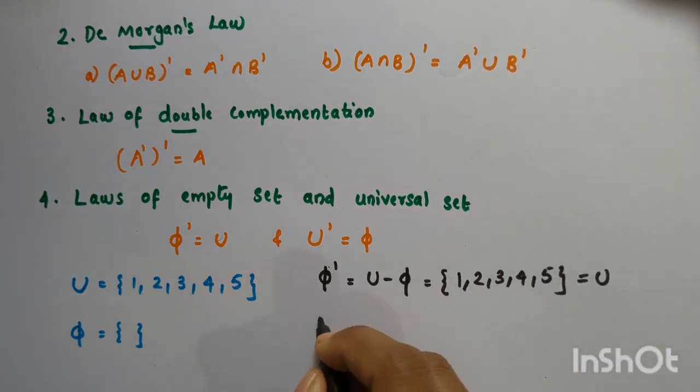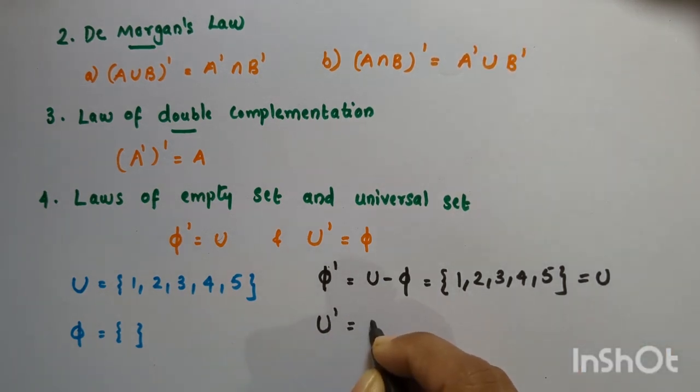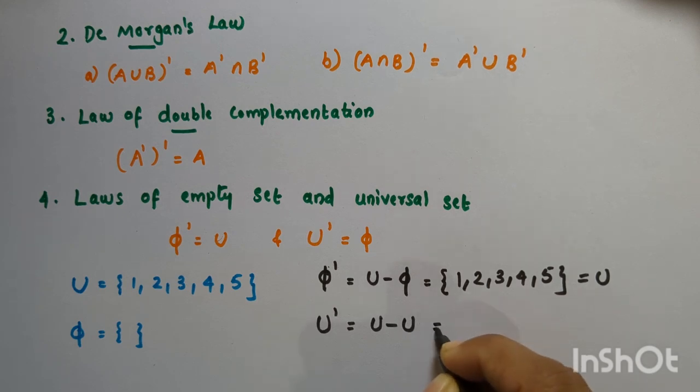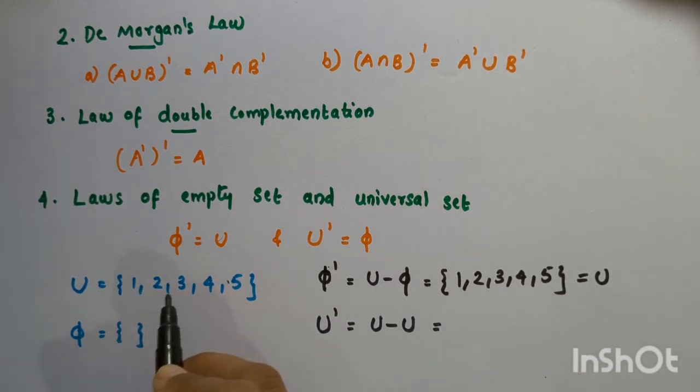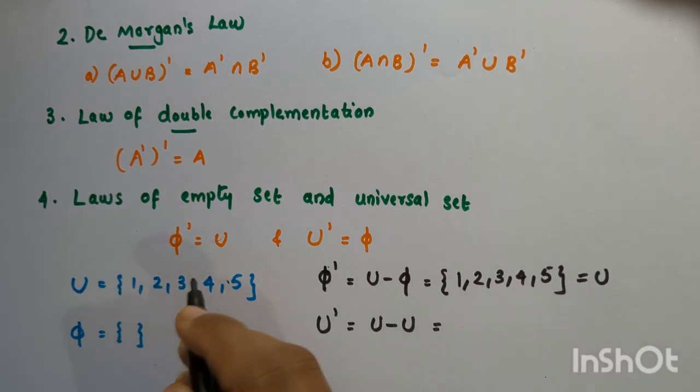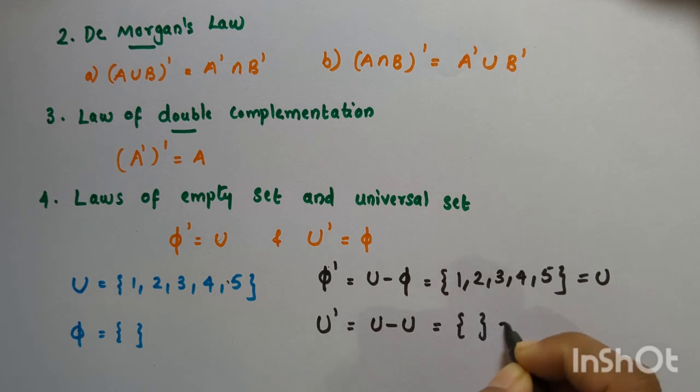Similarly, when you write U complement, this is U minus U. When you subtract all these elements from U, there won't be any elements left. So this will be a null set phi.